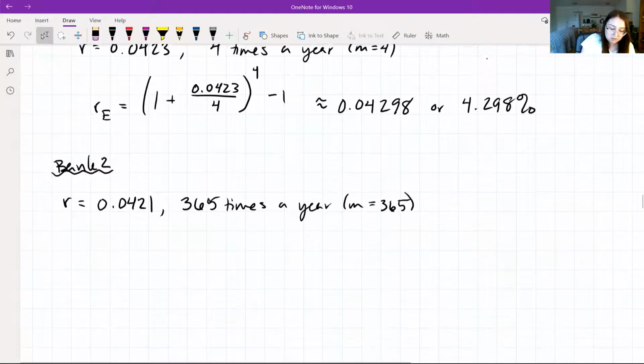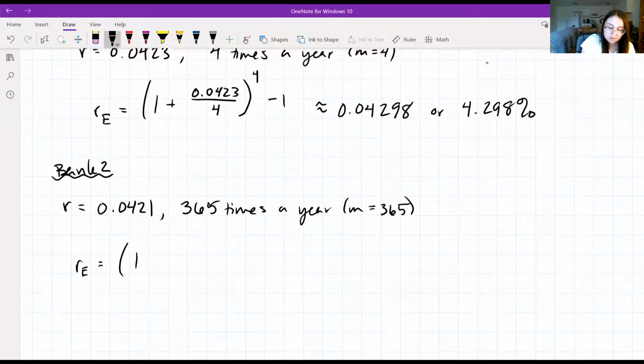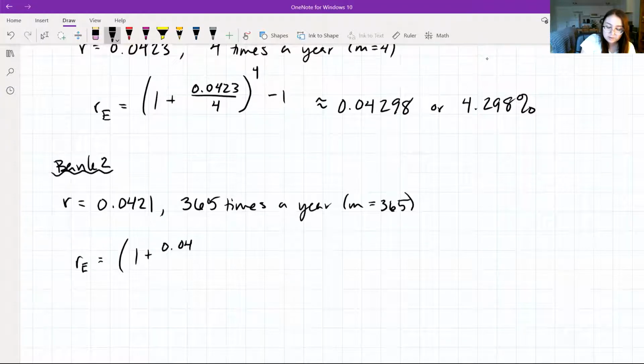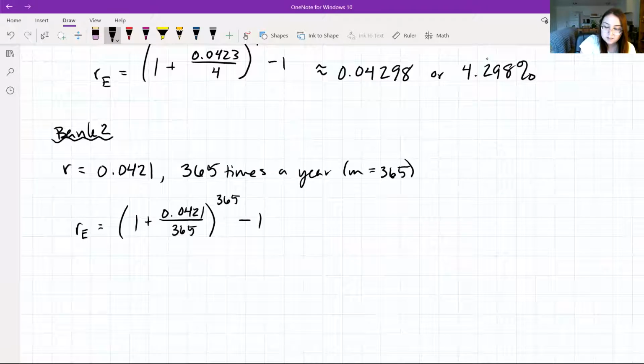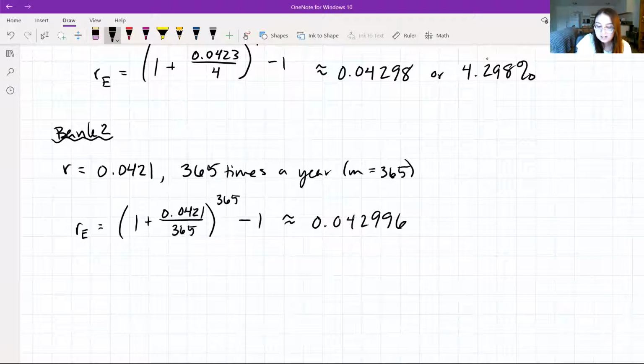And I want to do the same thing. So we have our R sub E equation. It's going to equal 1 plus 0.0421 divided by 365, to the power of 365, minus 1. So once again, I highly encourage you to calculate this value on your own. And if you do, you should end up getting 0.042, and we're going to say 996.